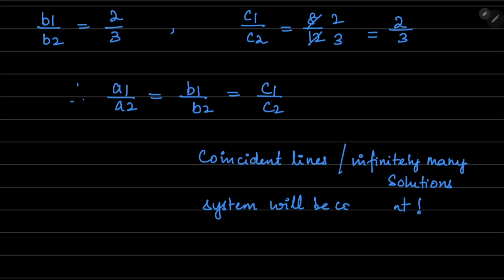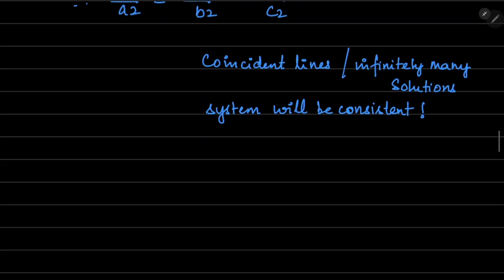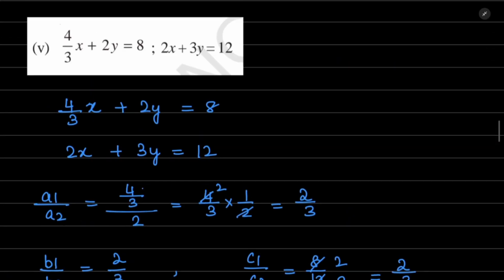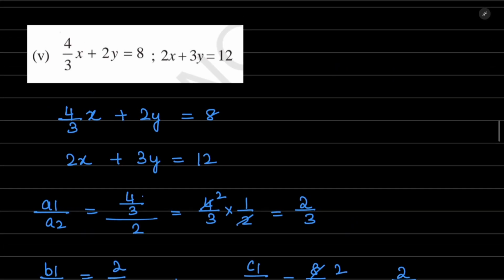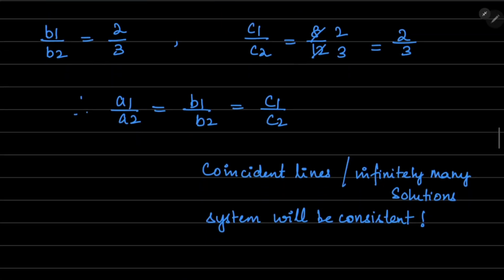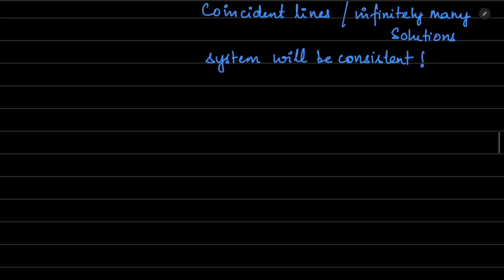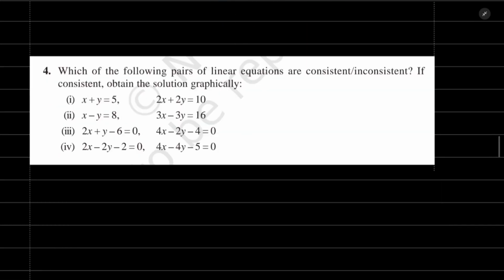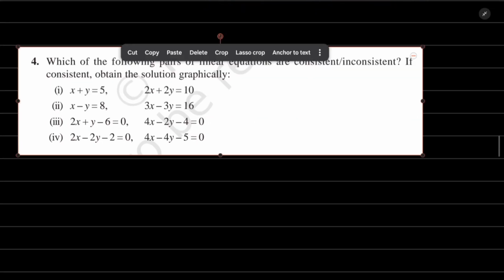Let me write it correctly. Is the spelling C-O-N-S-I-S-T-E-N-T? I hope you understood. So you have to practice more and more questions and remember these conditions: for unique solution, for infinitely many solutions, and for no solution. So we are done with these questions. Now let's go ahead and do the next one.